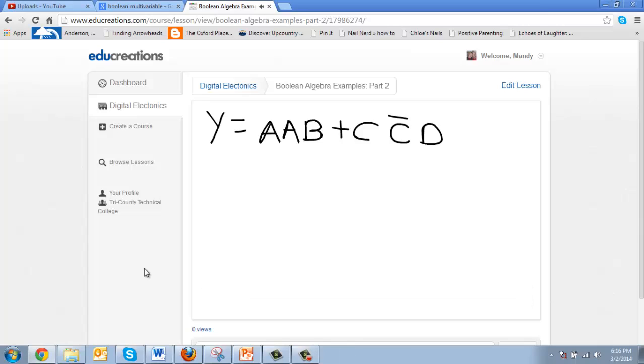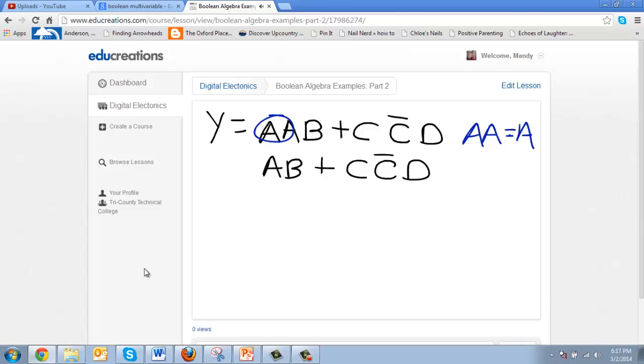Alright, so let's look at some practice problems from some single variable examples that are a little longer than the ones we've done previously. When I'm looking at this first expression, what I see is an A and an A here. Remember that we have a rule that says A and A is just equal to A. So that becomes A, B, or C and not C and D.